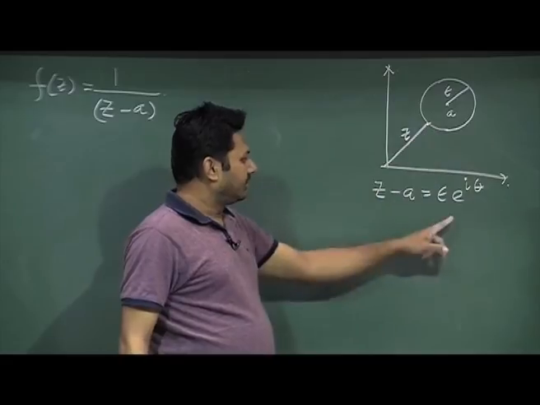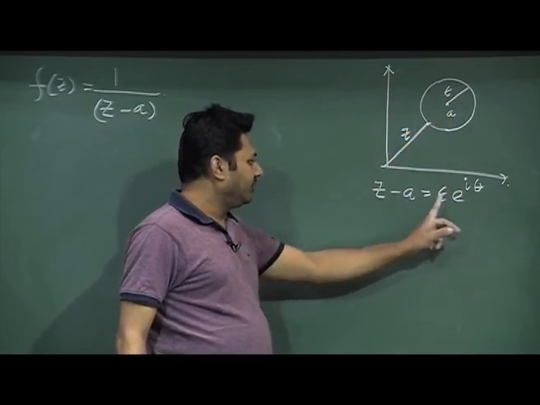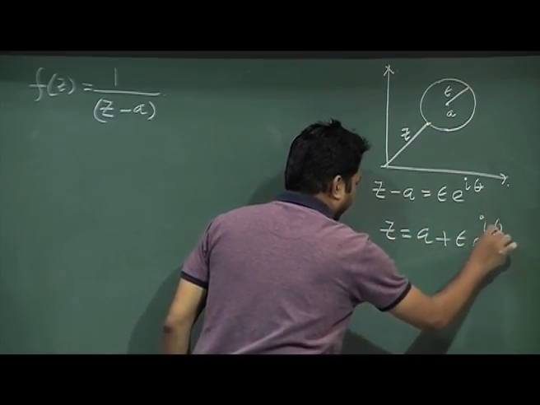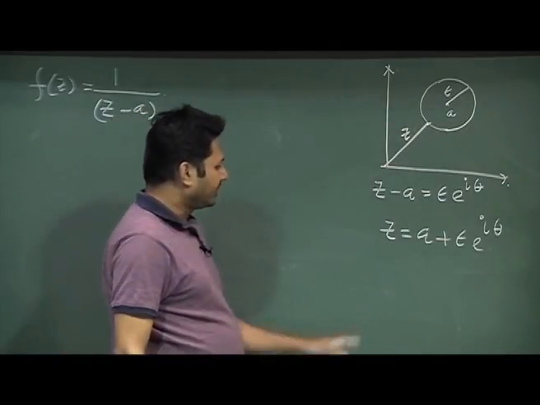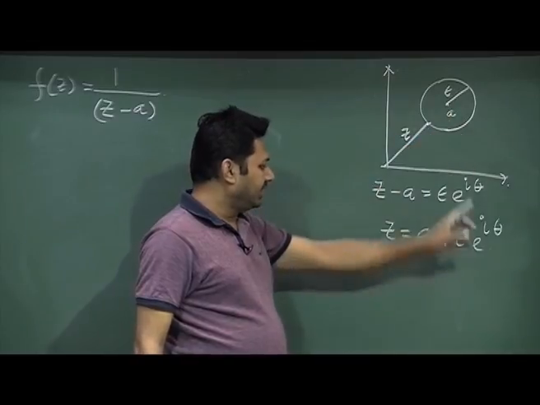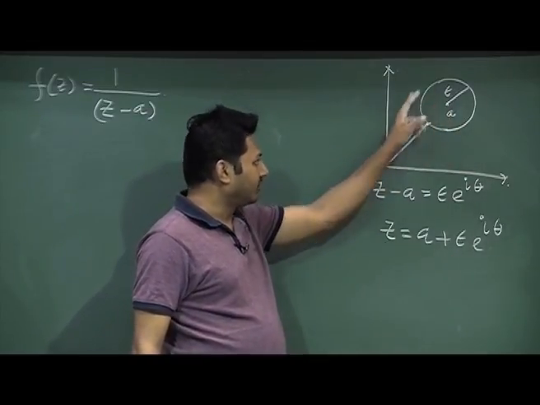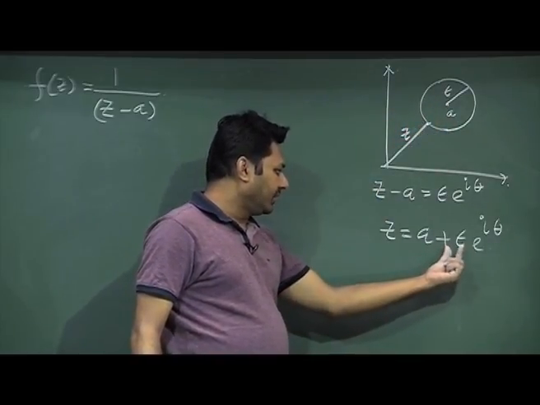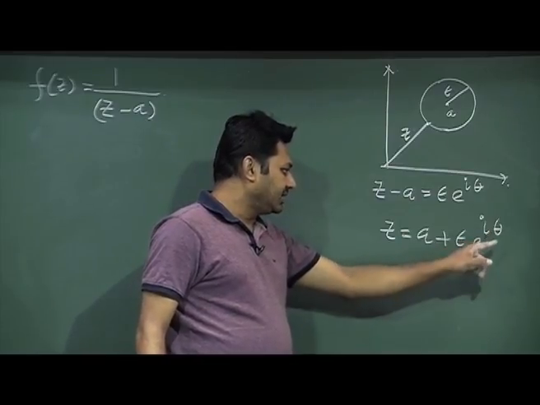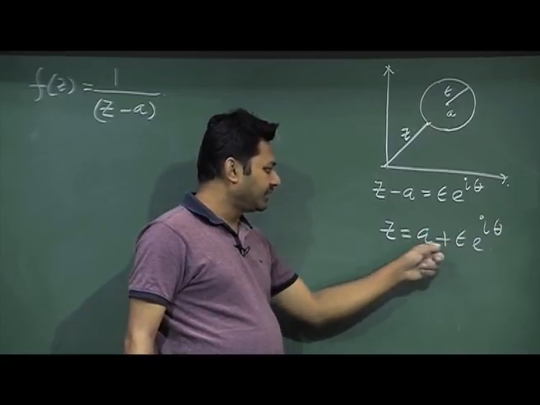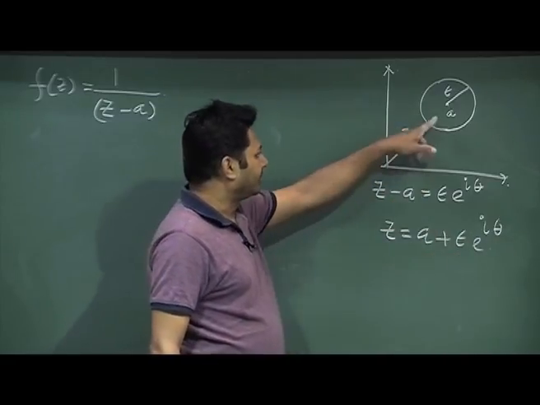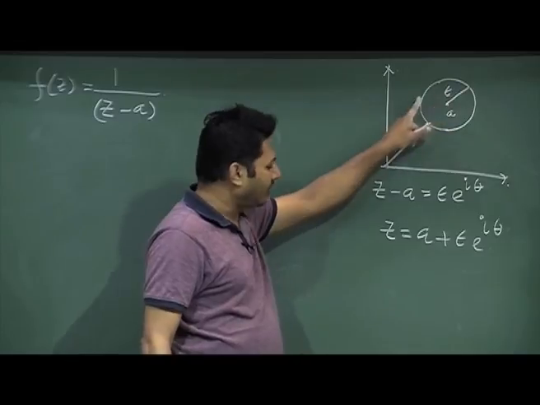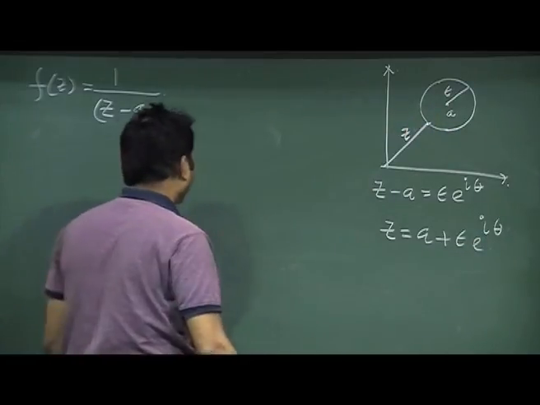So let me explain. This is in general the location of z. When epsilon is 0, z and a are the same point, but it is rotating over some radius epsilon. When theta is changing, it will change the sign. Sometimes it will be a plus epsilon, sometimes a minus epsilon, and some points will be here, a plus epsilon, some here, a minus epsilon, and other values are also possible depending on the value of theta.